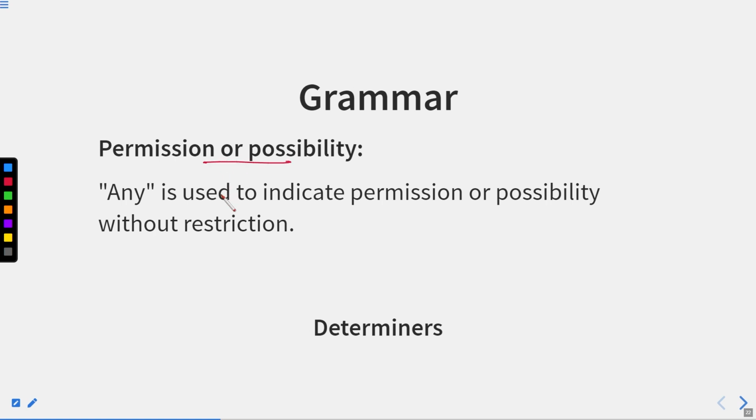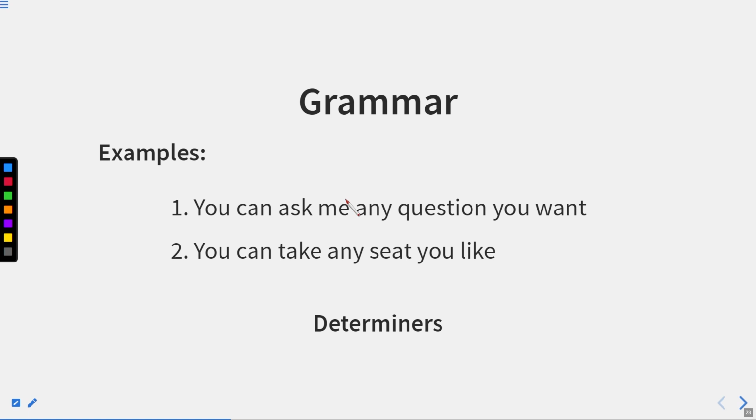Permission or possibility. Any is used to indicate permission or possibility without restriction. So, any is used to indicate permission or possibility. How? You can ask me any question you want. Now, any question, it means whatever you want to ask, you can. I'm giving you the choice.